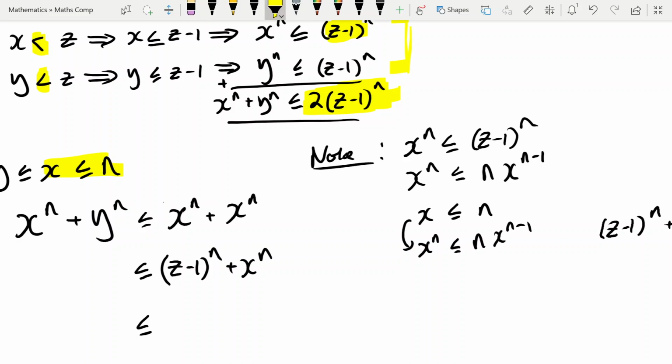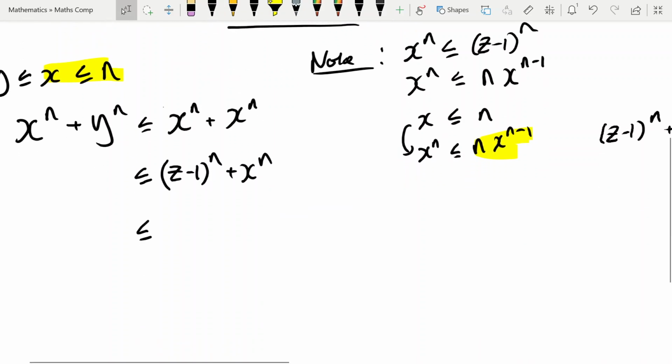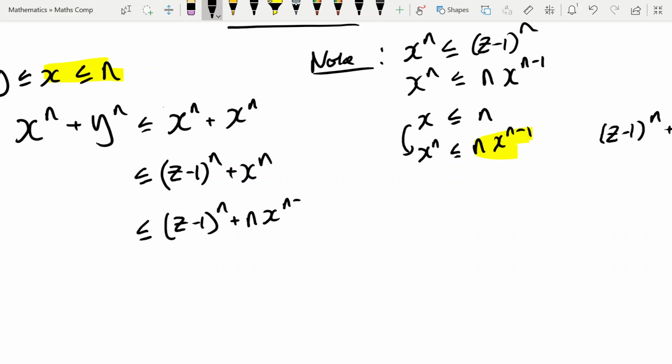And now we know, because n x to the n minus 1 is greater than x to the n, we can now replace x to the n with this here. So let's do that. And we get the following: z minus 1 to the n plus n x to the n minus 1.